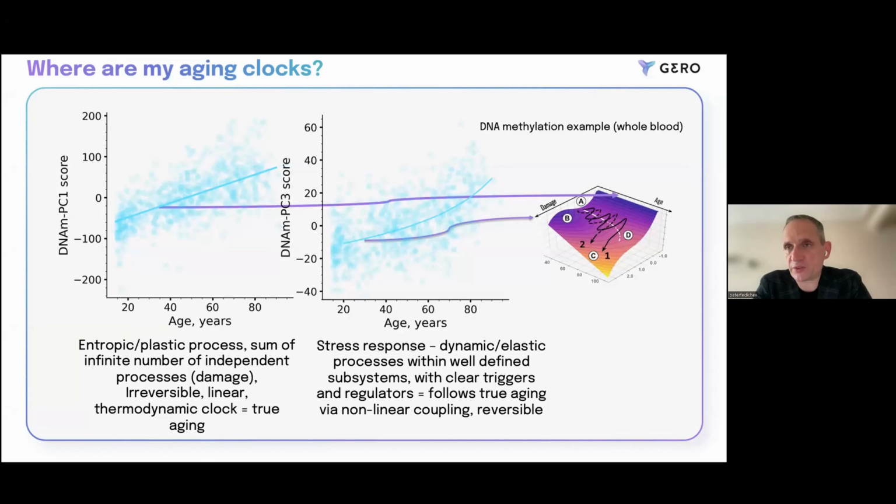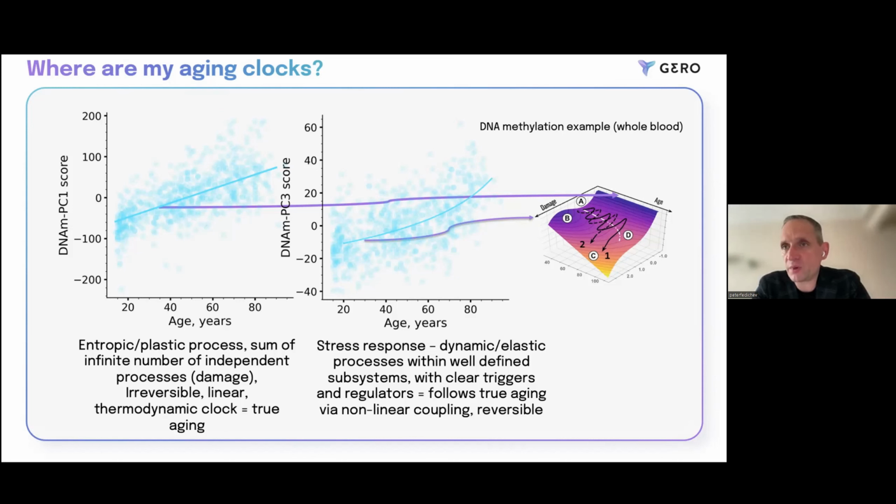Linear with age, so this is the damage. So all the linear features in human signals are the damage signals. And the parabolic shapes are the cluster of features that are responders. So those are the systems that respond to the stress that is produced by the damage. So the stress responses are reversible.